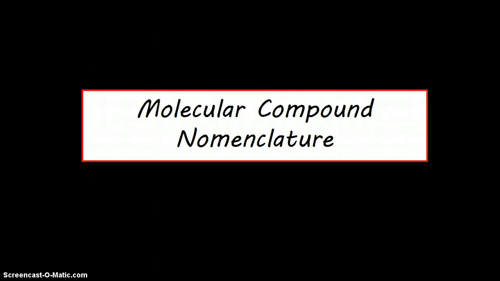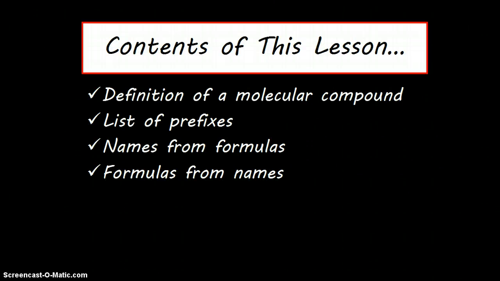Today's lesson is on molecular compound nomenclature. In this particular lesson, we will first start off by looking at the definition of a molecular compound and why it is different from the ionic compounds from the previous lessons. We will then realize that we will need to use prefixes, so we will look at the different prefixes and what they mean. And finally, we're going to use a little simulation to show you how you can determine the names from formulas and the formulas from names as we have done with the previous examples.